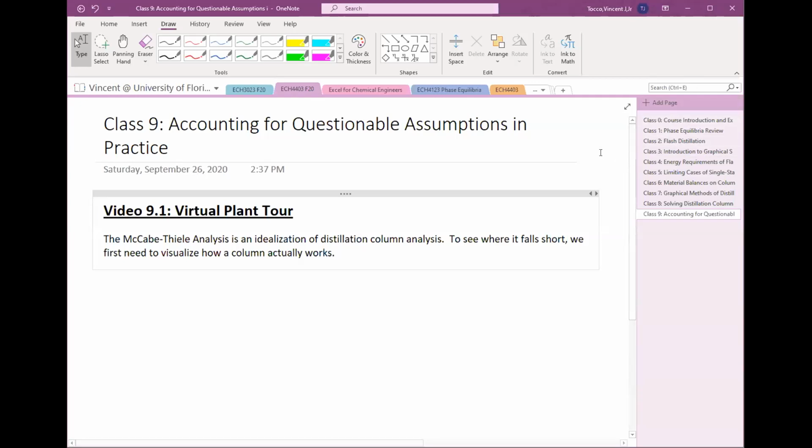But in the rest of this class, I want to talk about how we would account for the questionable assumptions that the trays are in equilibrium and that constant molar overflow is always being applicable.